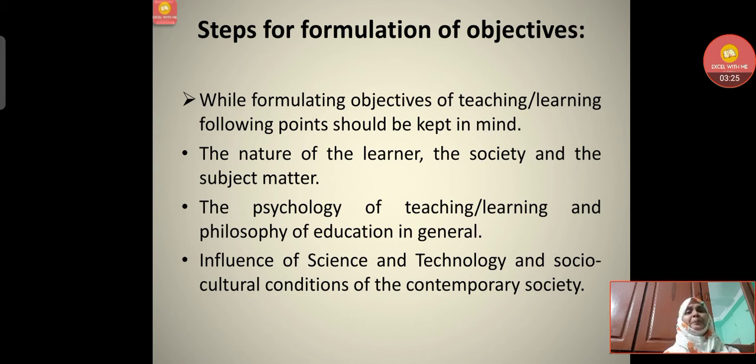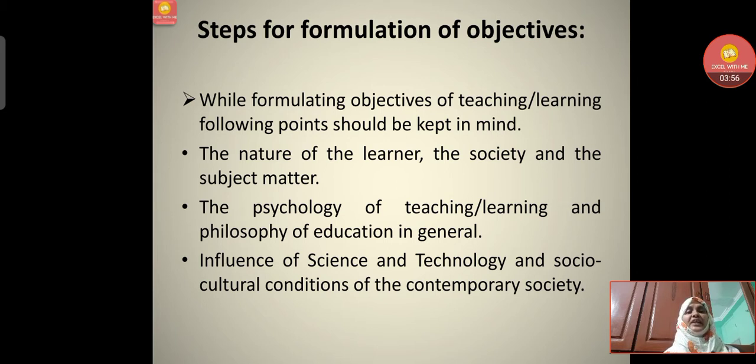Let's understand. While formulating objectives of teaching or learning, the following points should be kept in mind. First, the nature of the learner, the society and the subject matter. That means before writing the learning objective, we cannot write everything the same for the students because different learners will be there. All the learners are not in the same category. That the teacher has to keep in mind, and the society and the subject matter also she has to keep in mind.